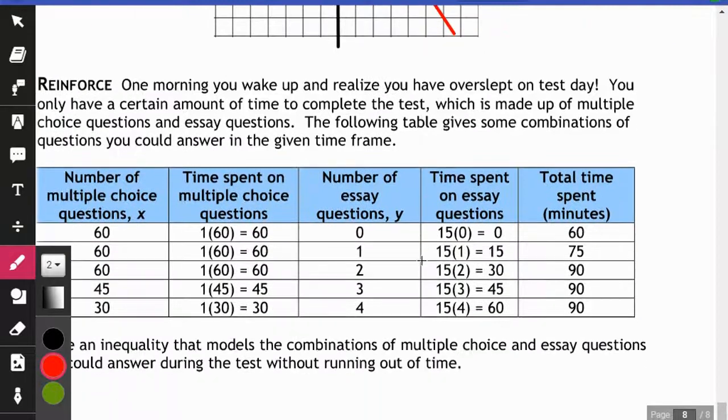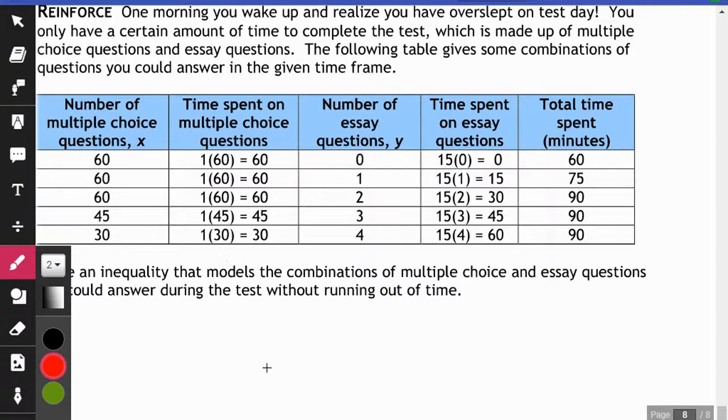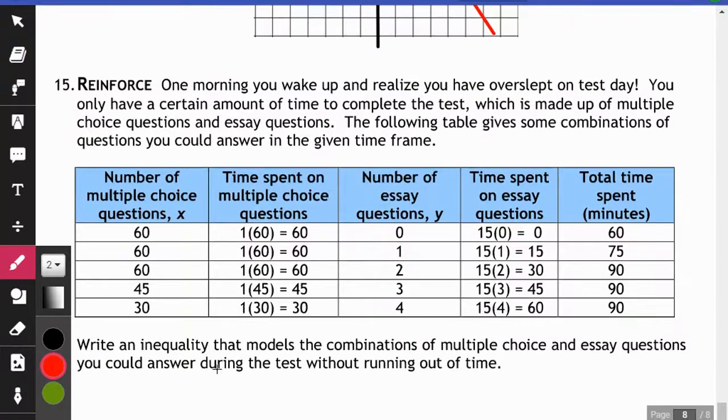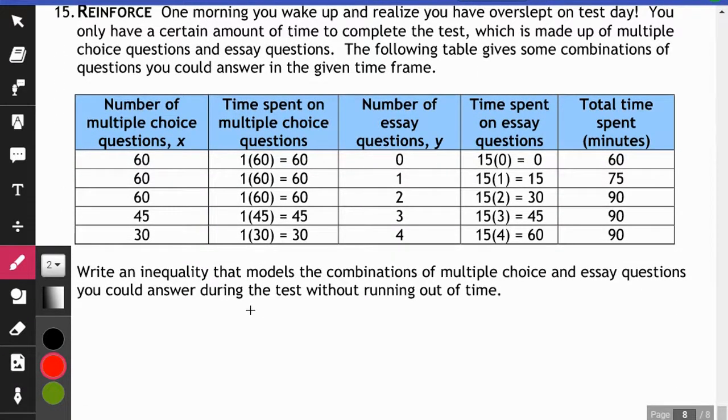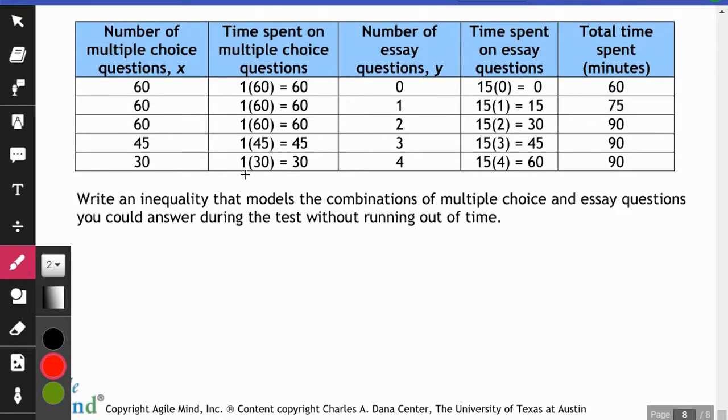Okay, last problem. Reinforce. One morning you wake up and you realize that you have overslept test day. Oh no! You only have a certain amount of time to complete the test, which is made up of multiple choice questions and essay questions. The following table gives you some of the combinations that you could use. Write an inequality that models the combination of multiple choice and essay questions you could answer during the test without running out of time.